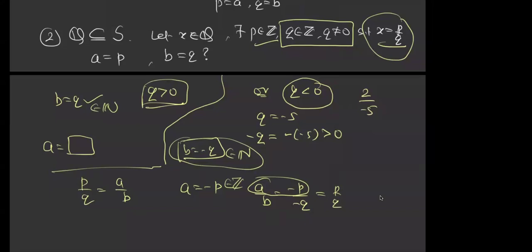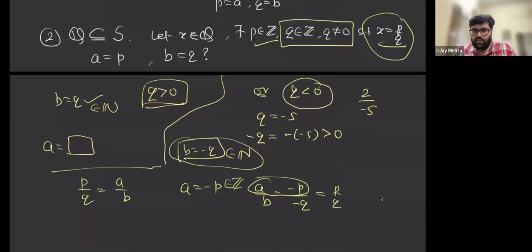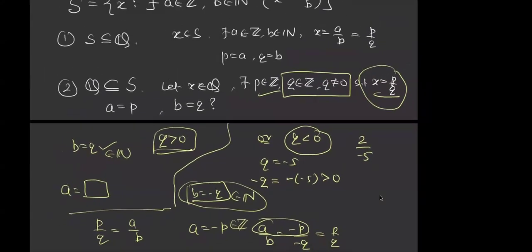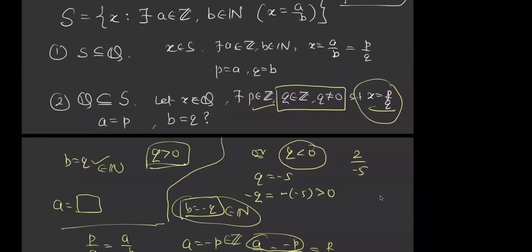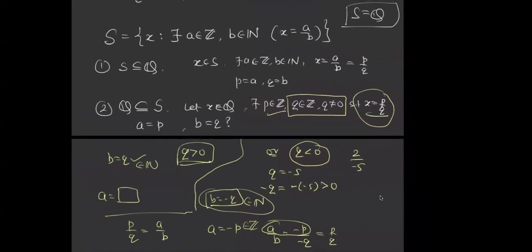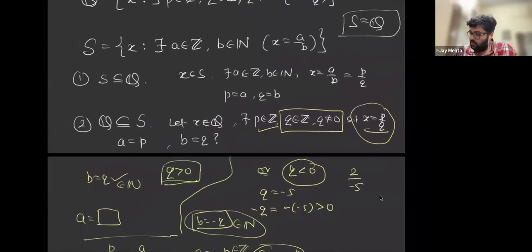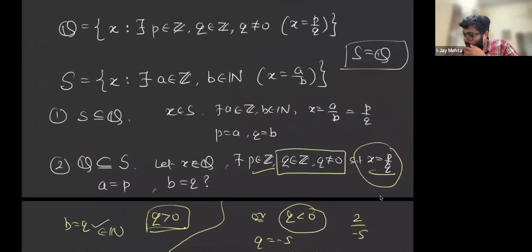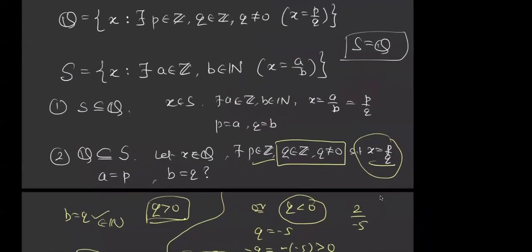Take 30 seconds to go through this, because I know for a fact that none of you discussed this properly yesterday. You didn't discuss properly how to show that Q is a subset of S. So go through the proof now.